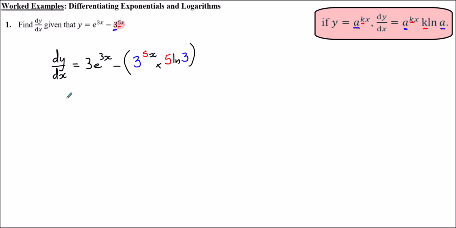So just tidying this up ever so slightly, we have 3e to the 3x minus 3 to the 5x times 5 ln 3. We don't really need those brackets, so I'll just remove them for the last step. So that's the derivative function.